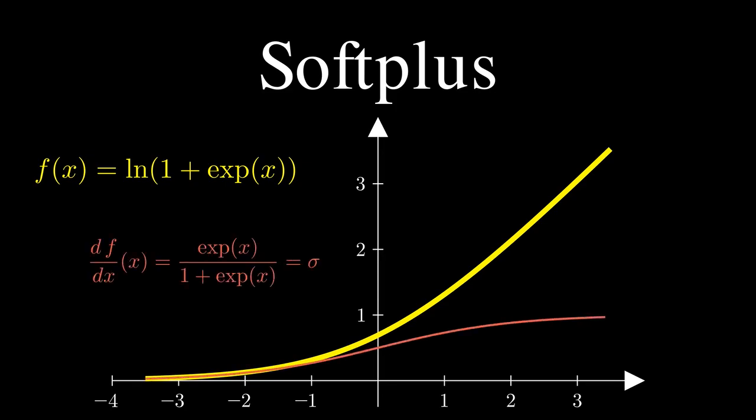Now, taking the derivative of the Softplus function, we get e to the power of x divided by 1 plus e to the power of x. But you can rewrite this function by multiplying both numerator and the denominator by e to the power of negative x. And this will result in 1 divided by 1 plus exp of negative x. And this function is familiar to us. That is our sigmoid function, or the logistic sigmoid. So to summarize, Softplus is a smooth version of ReLU, and its derivative is the sigmoid function.